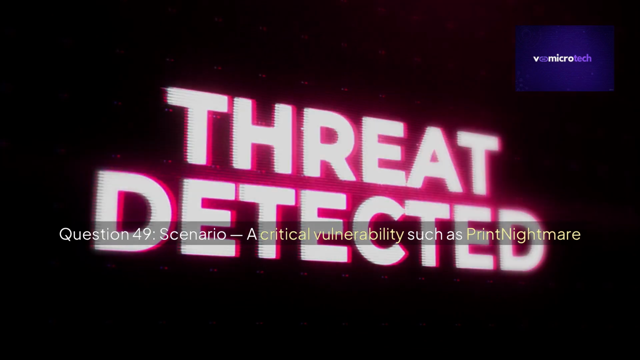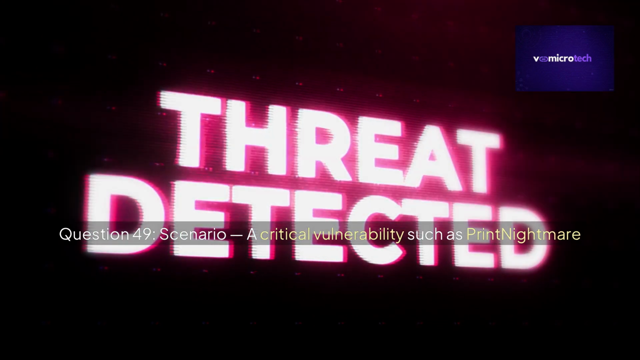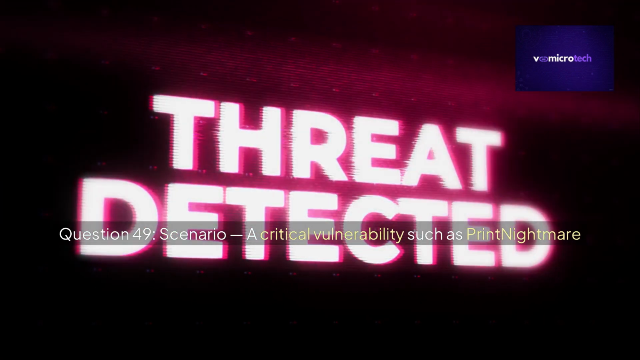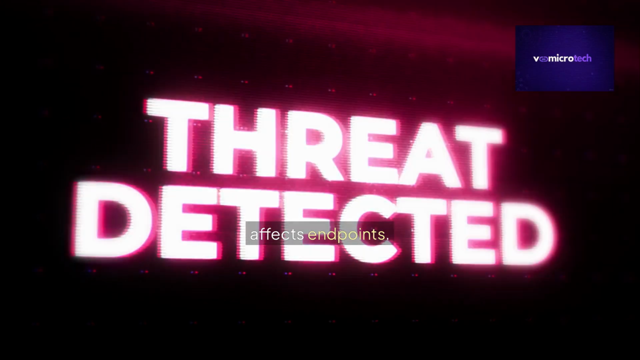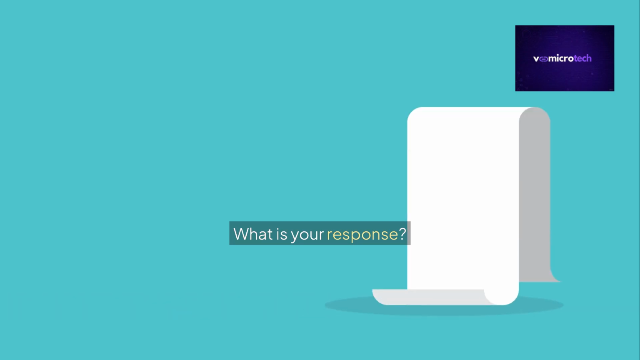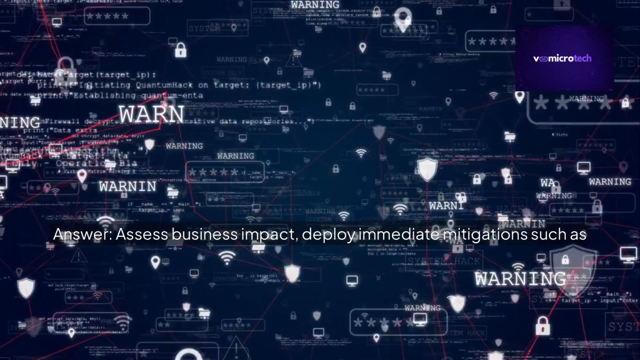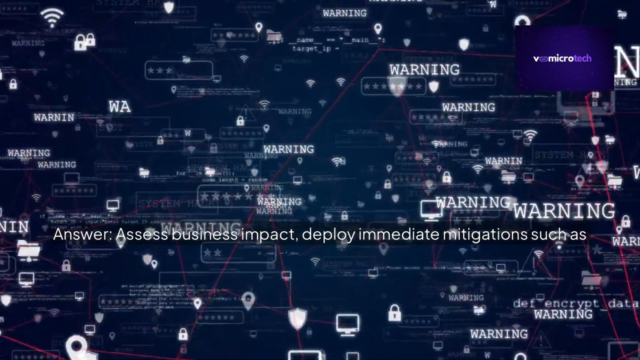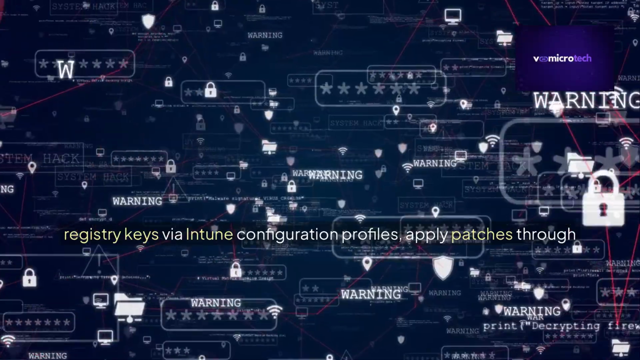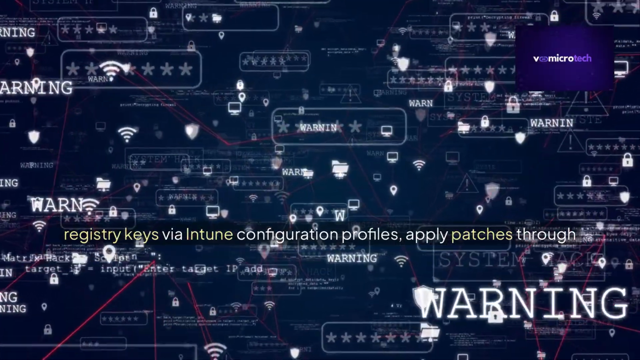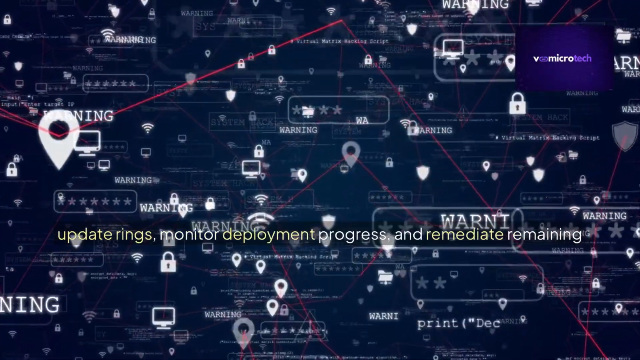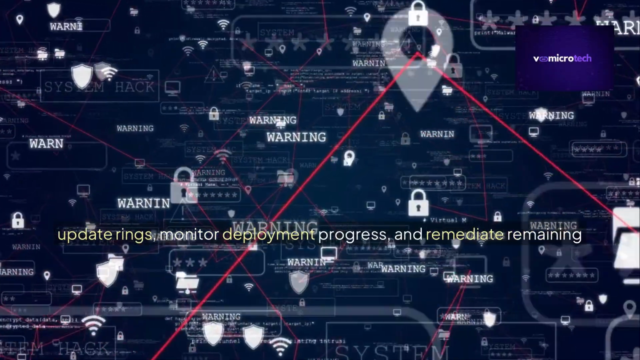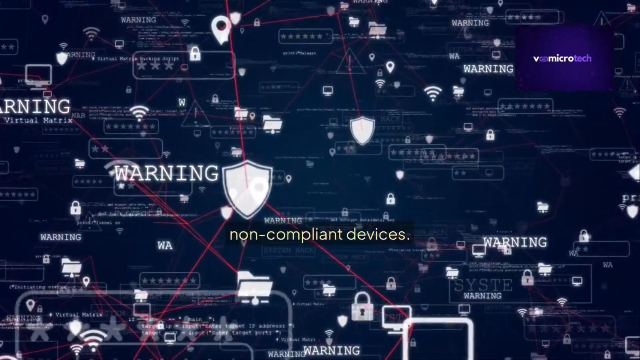Question 49. Scenario. A critical vulnerability such as PrintNightmare affects endpoints. What is your response? Answer. Assess business impact, deploy immediate mitigations such as registry keys via Intune configuration profiles, apply patches through update rings, monitor deployment progress, and remediate remaining non-compliant devices.